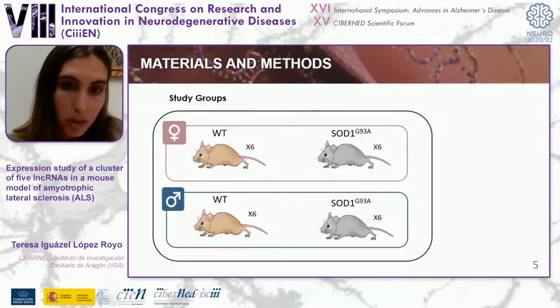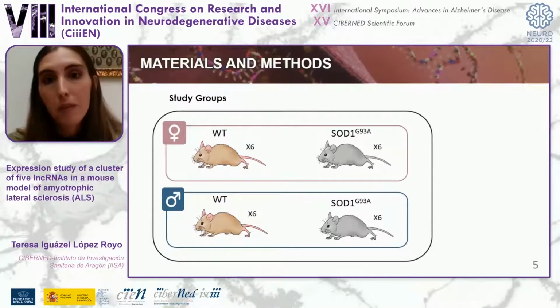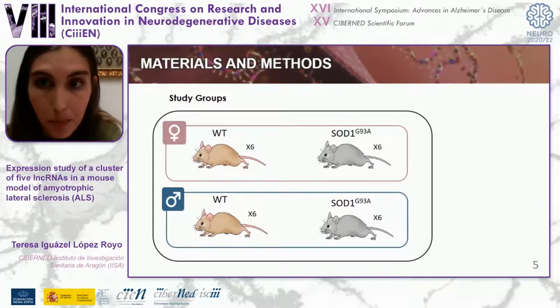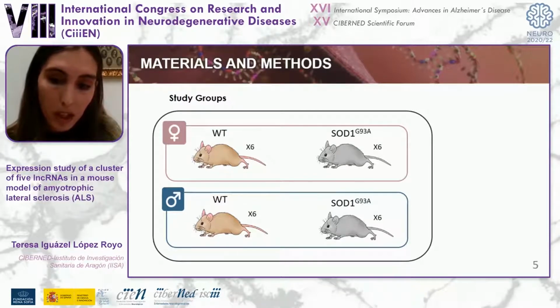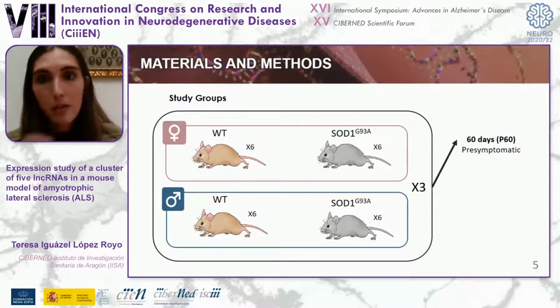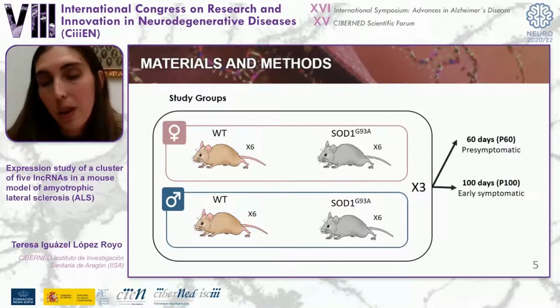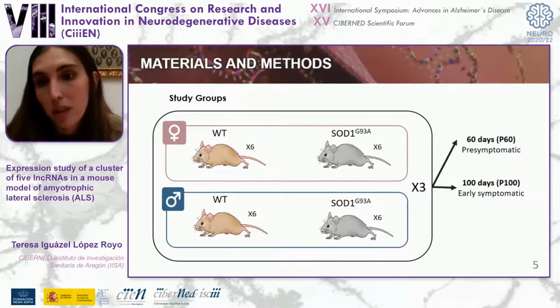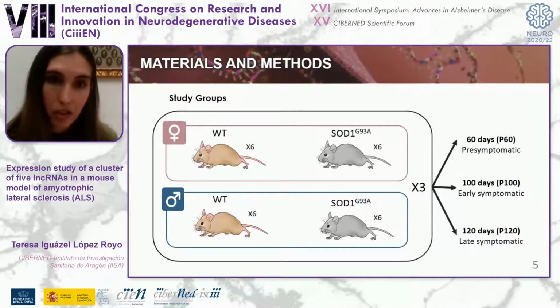For this purpose, we collected samples from 24 mice, balanced on sex and genotype, half of them being wild type and half of them having a mutation in the SOD1 gene. We chose this mouse model because it's one of the best characterized for this disease. And we did this at 3 different time points. The first one was 60 days, which represents a presymptomatic stage, also 100 days that could match with an early symptomatic stage in this animal model, and 120 days that would represent a late symptomatic stage.